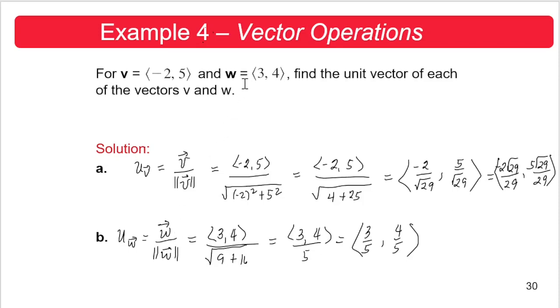Okay, in letter B, given this vector W, we need to find the unit vector in the same direction as vector W. Again, the formula is the vector over its length. Okay, but W is a vector with components 3, 4. The length is the square root of the square of the first component plus the square of the second component. So 3 squared is 9, 4 squared is 16, and 9 plus 16 is 25. Square root of 25 is 5. So therefore, the unit vector in the same direction as vector W is a vector with components 3/5, 4/5.